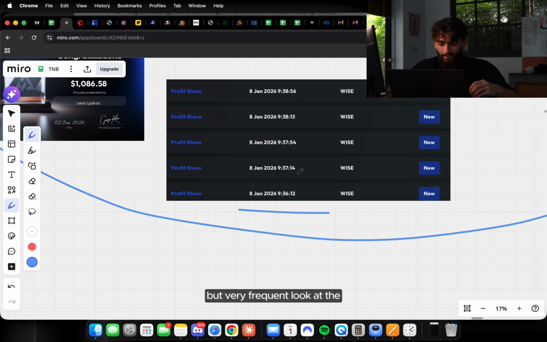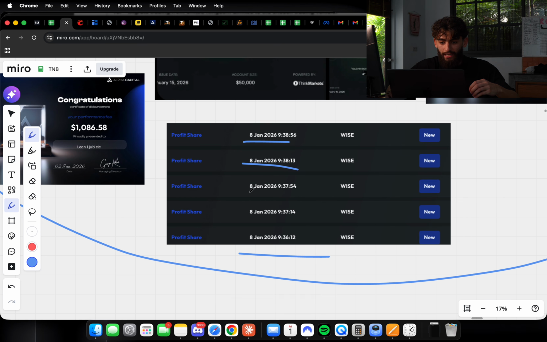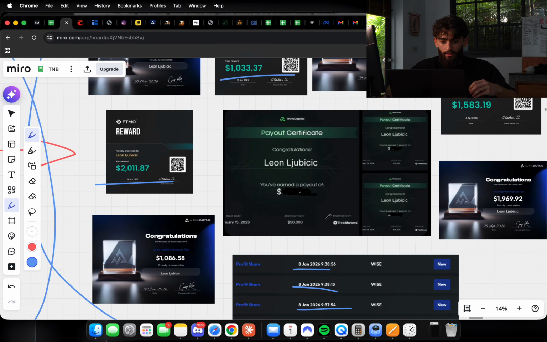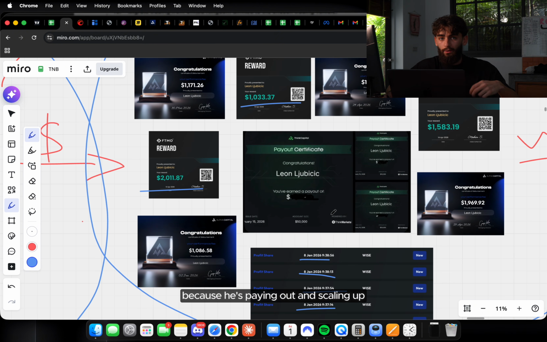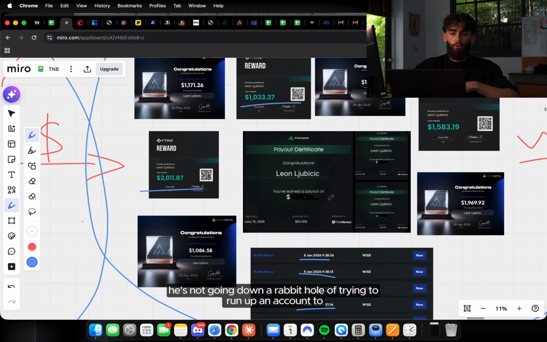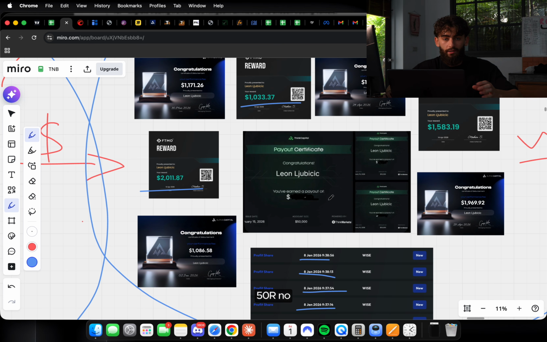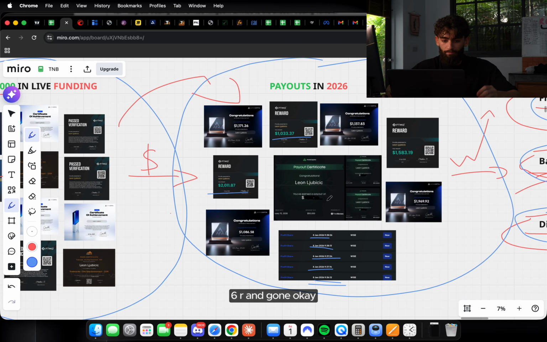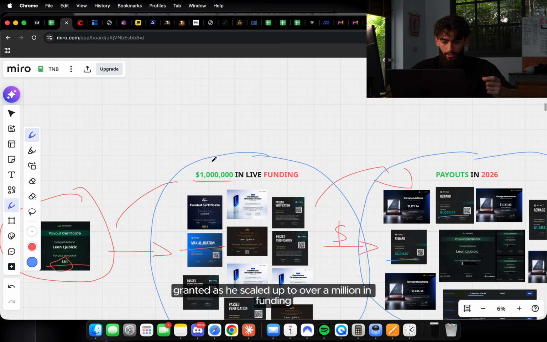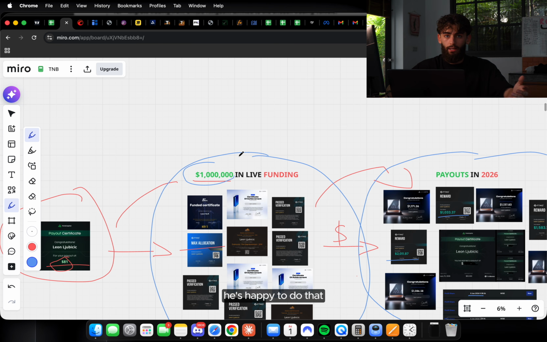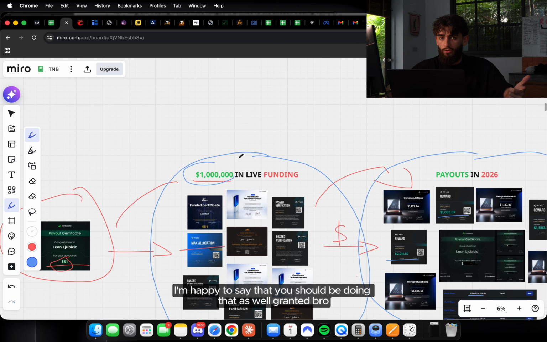Look at this, it's all on the 8th of Jan, 8th of Jan, 8th of Jan, 8th of Jan. Because he's paying out and scaling up. He's not getting greedy. He's not going down a rabbit hole of trying to run up an account to 50R. No, 6R and gone. Okay, granted, as he's scaled up to over $1 million in funding now, me and Leon have spoke and he's gone with a similar approach to me. Some accounts high risk, some accounts low risk. Obviously, you're going to risk diversify when you get more in funding. He's happy to do that. I'm happy to say that he should be doing that as well.